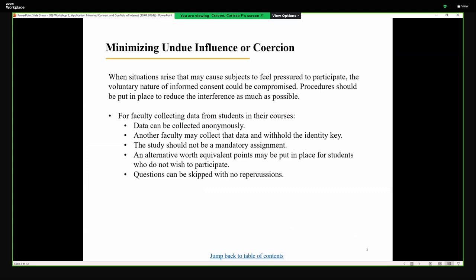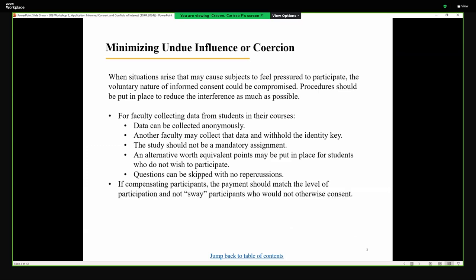You can make it a non-mandatory assignment. And in those cases, having an alternative if you are assigning points to it so that students do not feel that their grade will be impacted if they don't participate. And questions should be able to be skipped without any sort of repercussions.